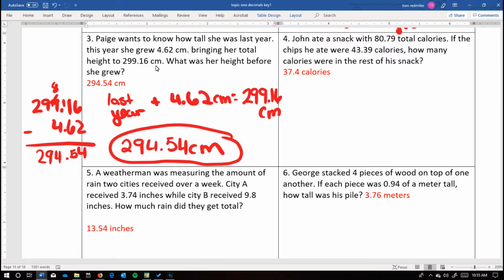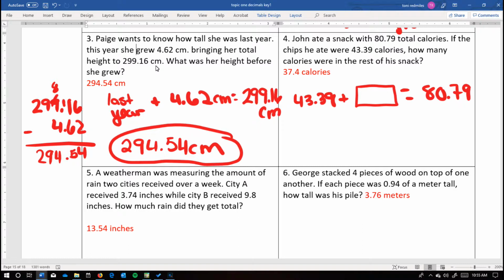All right, John ate a snack with 80.79 total calories. So he had a total, which means I'm adding, of 80.79 calories. If the chips he ate were 43.39 calories, how many calories were the rest of his snack? And I don't know what that is.